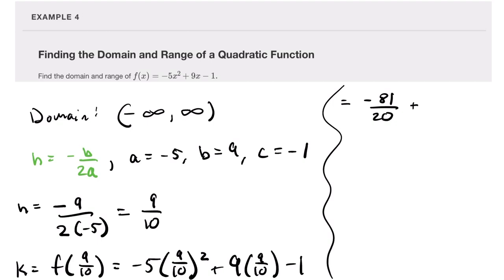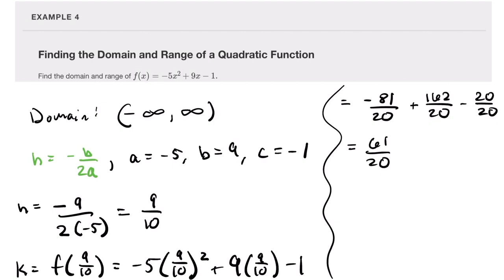plus, now that's 81 over 10, so then we could say 162 over 20 minus 20 over 20, right? To add fractions, we need a common denominator. So now we can just add and subtract the numerators. So that should be 162 minus 81, plus... so we get 61 over 20. I think it's a prime number. All right.